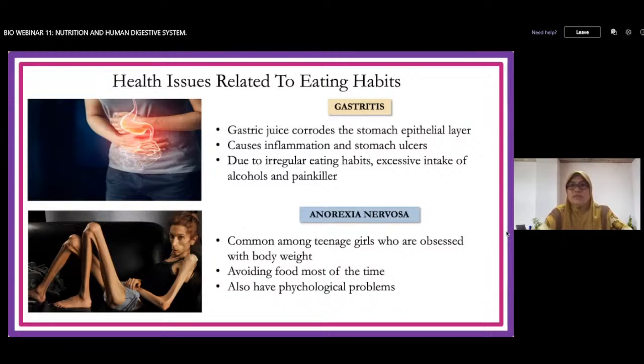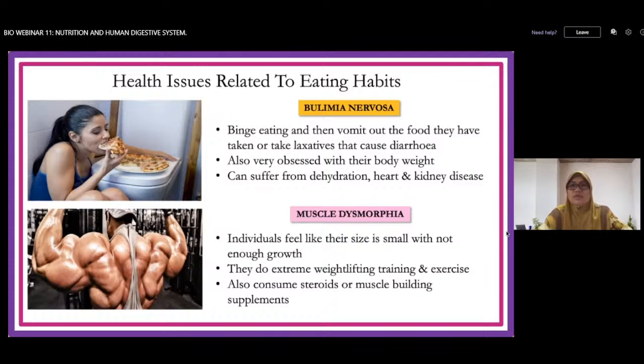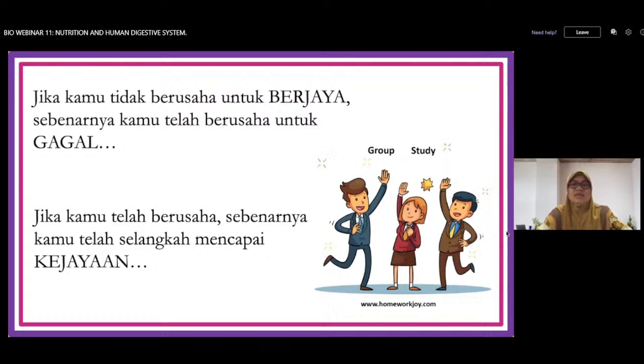Okay, alright, last, health issues related to eating habit. Boleh menyebabkan penyakit gastritis. Okay, eja bagi betul: anorexia nervosa, bulimia nervosa, and also muscle dysmorphia. Yang ni kamu baca sendiri lah, cikgu ambil yang ni. Okay, so itu saja masa yang kita ada.